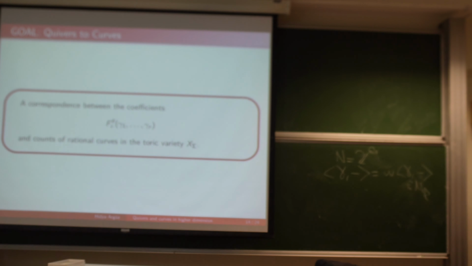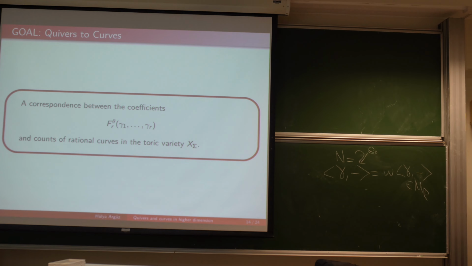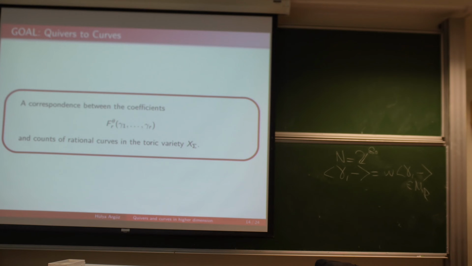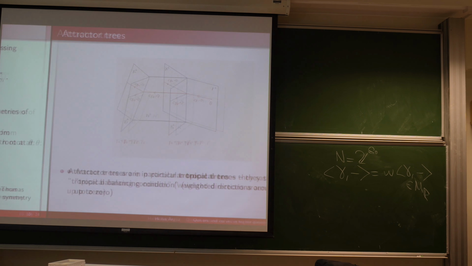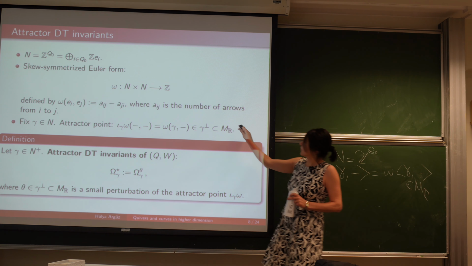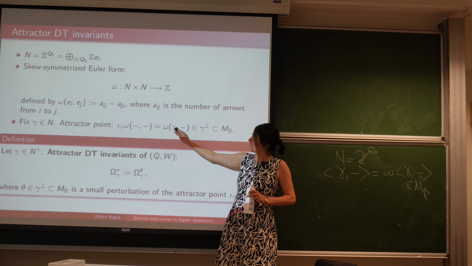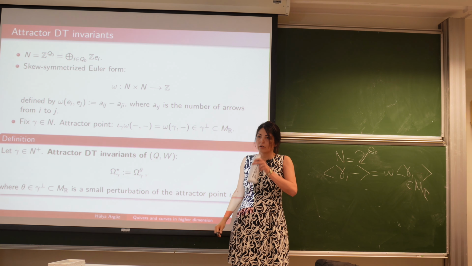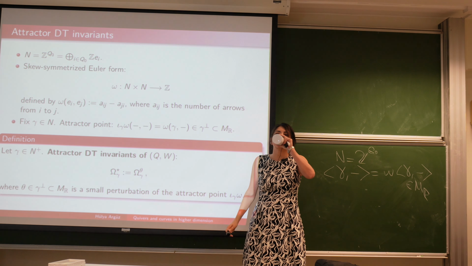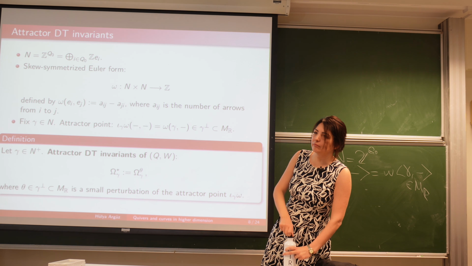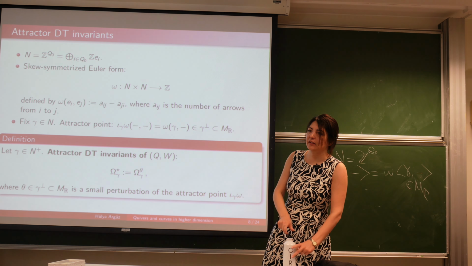How many of these attractor points are there usually? If you fix any dimension vector gamma, then this attractor point is uniquely determined by the point in M_R. For any fixed gamma, there is one attractor point. Just one? Yes. The attractor point depends on gamma. So it's not that for any gamma there's a full spectrum. On each gamma, there's a particular point in the space.